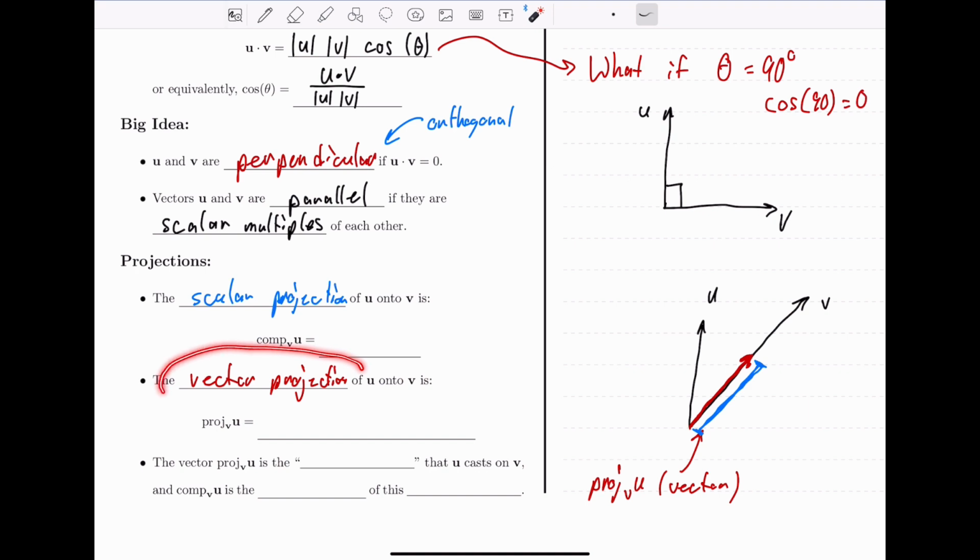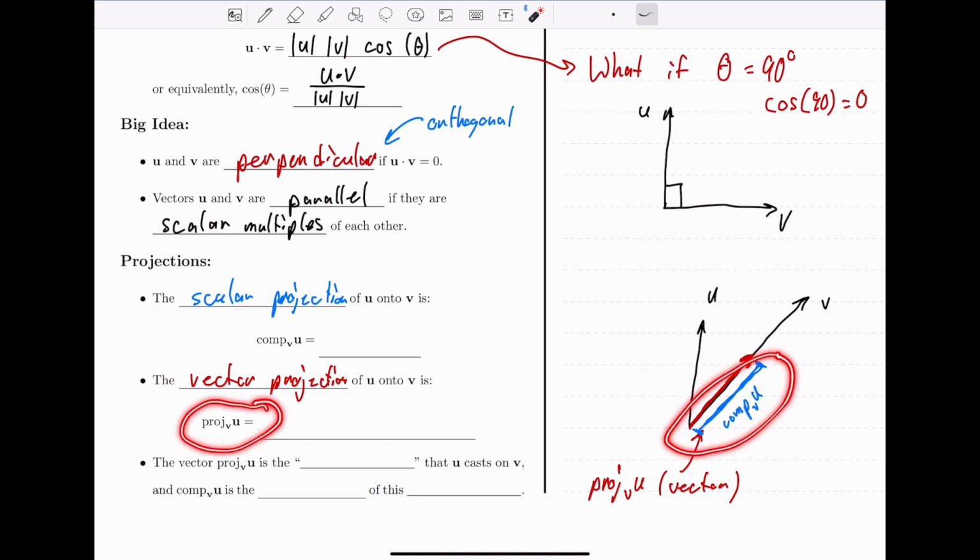Ultimately, we're most interested in the vector projection. This is going to be our focus. But we're going to develop the formula for this by using the scalar projection. So we want to talk about the scalar projection first. This length, it's not a vector, it's just a magnitude. It's the magnitude of the vector projection, and it's called the component projection or the scalar projection. Let's develop the formula for this scalar projection, and in turn that will allow us to find the actual vector projection, which we're really more interested in.